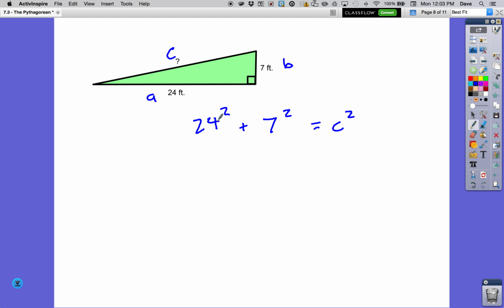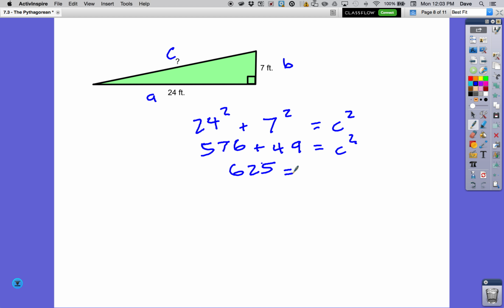Now I just need to simplify and then solve. In this case, simplifying means doing the exponent. 24 times 24 is 576, and 7 squared is 49. Then we can simplify that further: 576 plus 49 turns out to be 625.